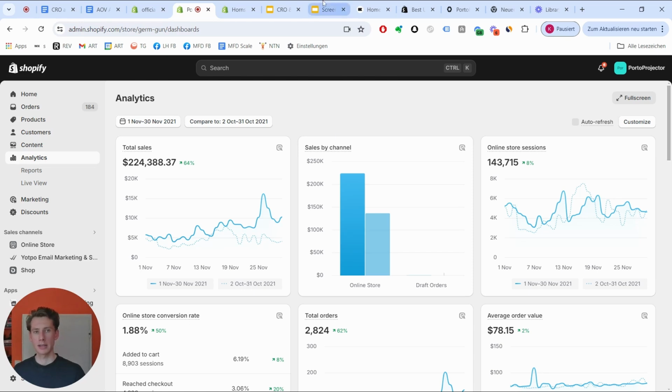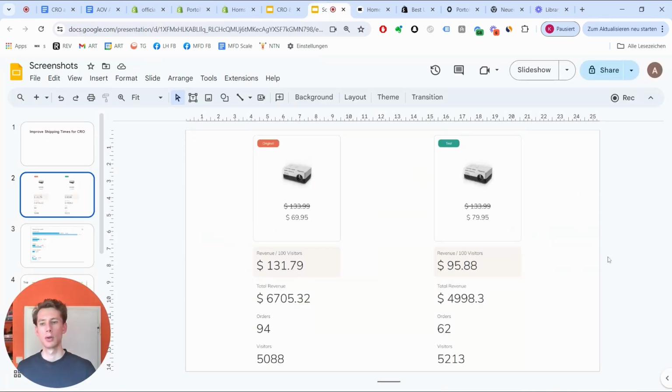And the way we did this is by running a clean test where we would test two different prices. There's a bunch of different apps that allow you to do that. We use an app called Dexter, and you can go to the Shopify App Store and just type in A/B test price, and I'm sure there are a few other apps that allow you to do that.